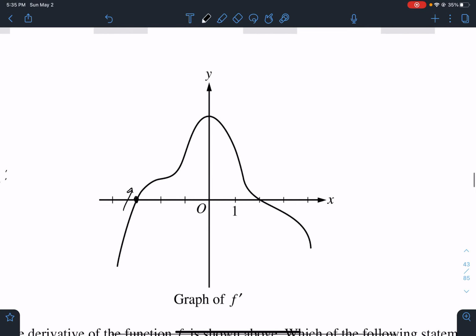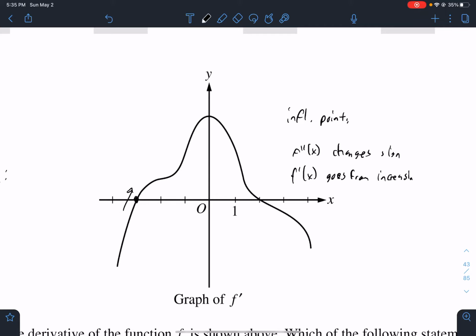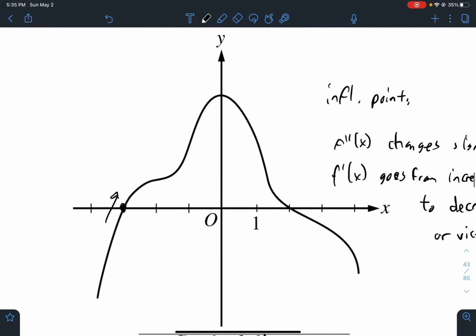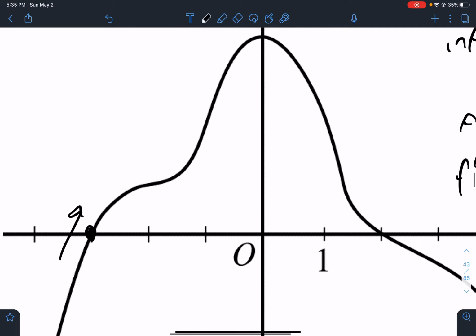So what an inflection point means, it means that f double prime of x changes sign, or f prime of x goes from increasing to decreasing, or vice versa. So if we look at the graph of f prime at x equals negative 2, we can see that f double prime is almost going to be 0 here.